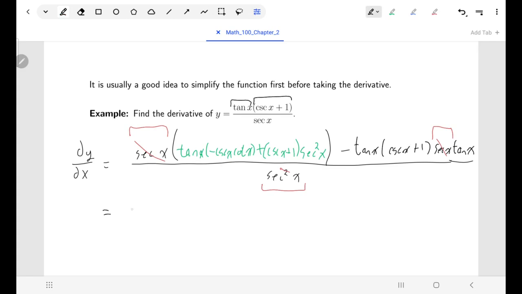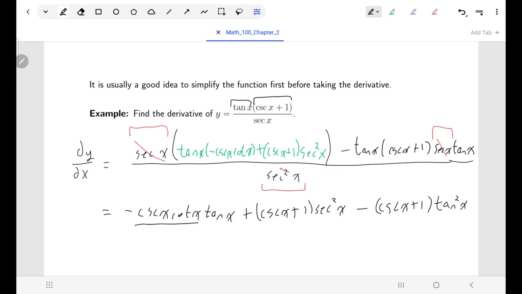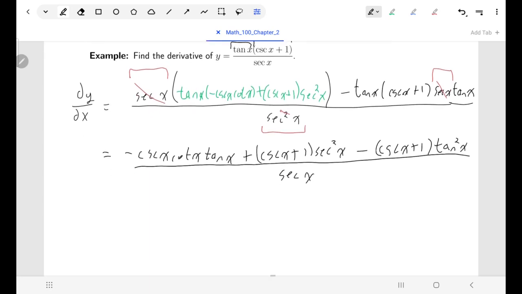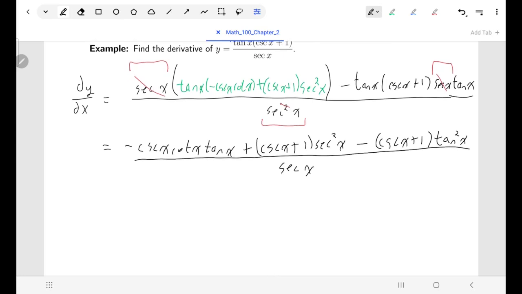So I've got now negative cosecant cotangent times tangent plus cosecant x plus 1 times secant squared minus cosecant x plus 1 times tangent squared. And this will all be over a single secant. So now simplifying this is not super easy. It's going to take a little bit of work on our part.